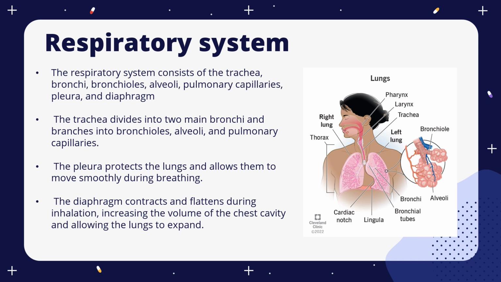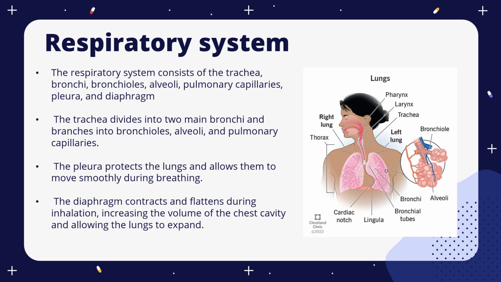The next step, we're going to be talking about the respiratory system. The main function of the respiratory system is to exchange gases. The respiratory system has many components or key features that are important in respiration, starting with the trachea. The trachea, also known as the windpipe, is a tube that connects the nose and mouth to the lungs. It is lined with cilia, which help to trap and remove dust and other particles from the air.